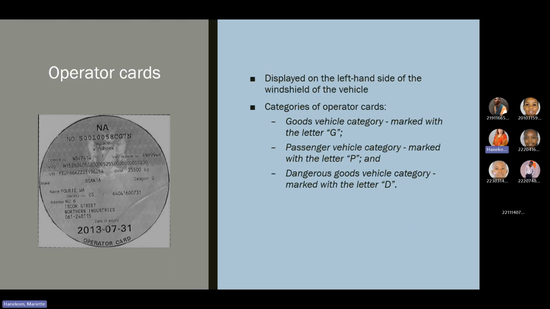When you register, you're issued with an operator's card. There's a picture of one, looks similar to a license disc. If you see these heavy vehicles, walk closer, have a look at the front window. It must be displayed on the left-hand side of the windshield of the vehicle, so just above or just below the license disc. There are 3 categories of operators' cards: for goods vehicles, passenger vehicles, and dangerous goods vehicles, marked with the letters G, P, and D, respectively.